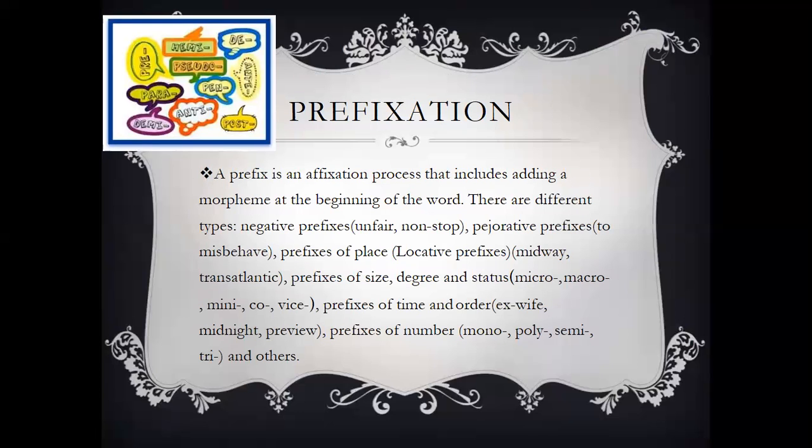And prefixes are often used to give adjectives a negative or an opposite meaning. For example, there are different types of prefixes: negative, pejorative, prefix of place, prefix of size, degree, status, prefix of time and order, and prefixes of number. And some negative adjectives: in becomes im before a root beginning with M or P.